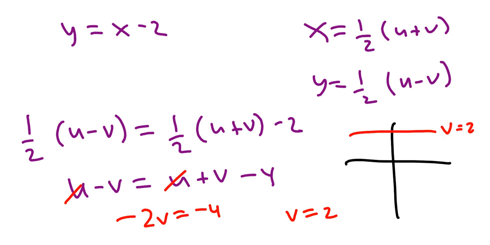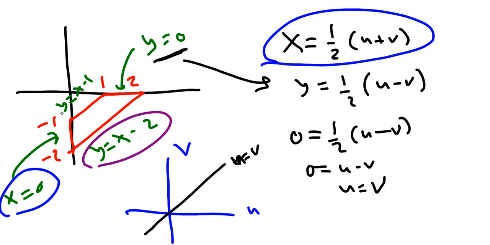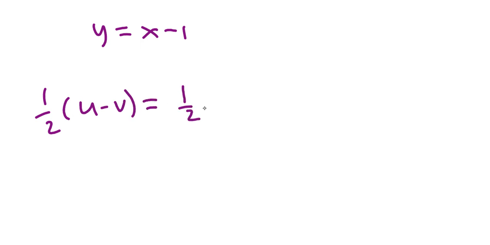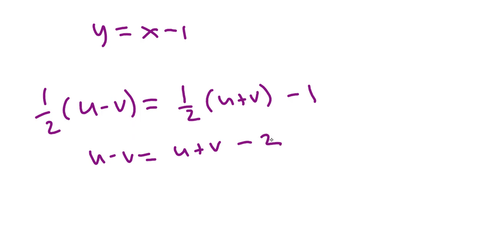Okay, very similar reasoning now. We'll consider this line y equals x minus 1, so y equals x minus 1 with the same transformations. So don't forget y is a half of u minus v. x is a half of u plus v minus 1. Multiply by 2 again. u minus v equals u plus v, this time minus 2. Cancel the u's. Negative 2v equals negative 2, so v equals 1.